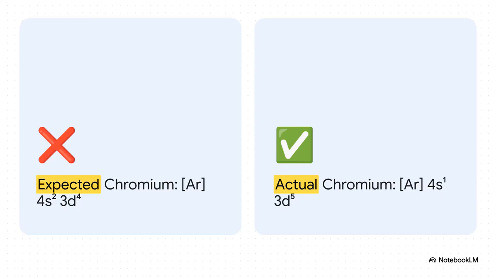According to the rules, it should be configured as 4s2, 3d4, but 3d4 is awkwardly incomplete. So what does the atom do? The 4s orbital unselfishly gives up an electron to the 3d subshell. The actual reality becomes 4s1, 3d5. Both are now perfectly half-filled. It's just like a cricketer sacrificing his own century so the whole team can win the match. The overall stability of the atom wins out.